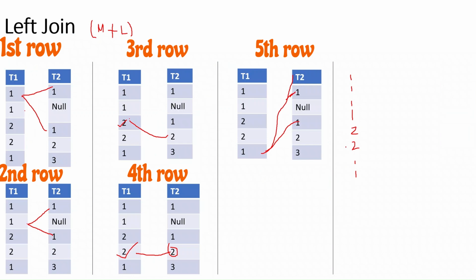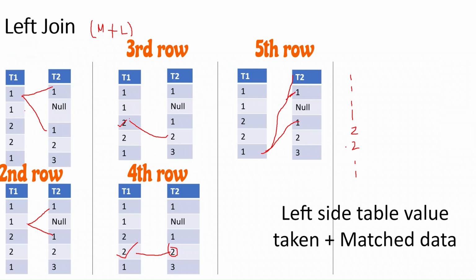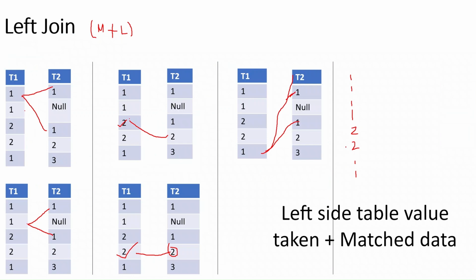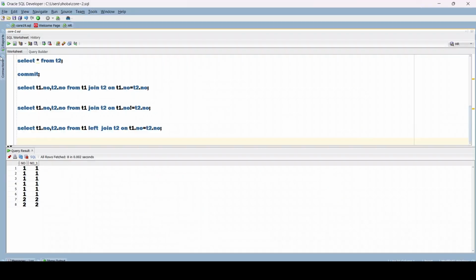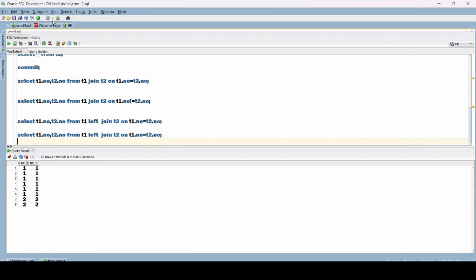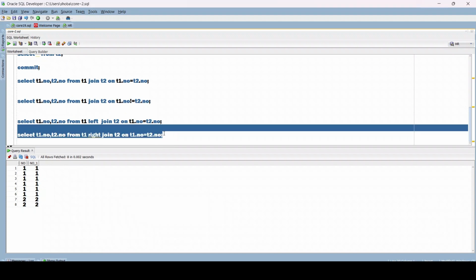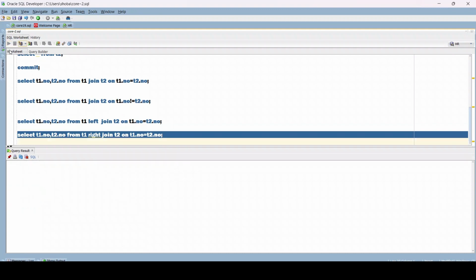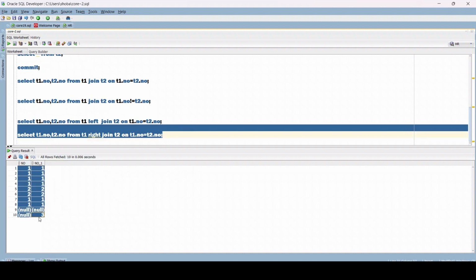Both are the same only, 6 ones and 2 is presented 2 times. Okay, next we see the right join. Now, instead of using the left keyword we can use right here. Select the statement and run it. This is our output for that right join.